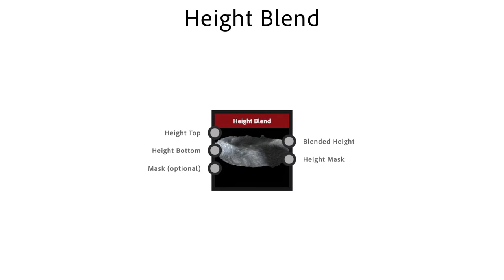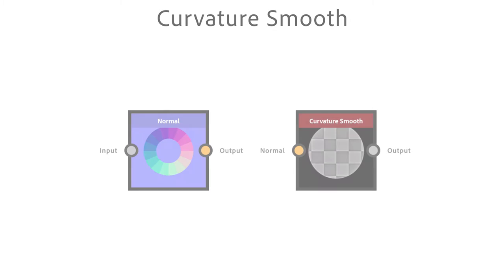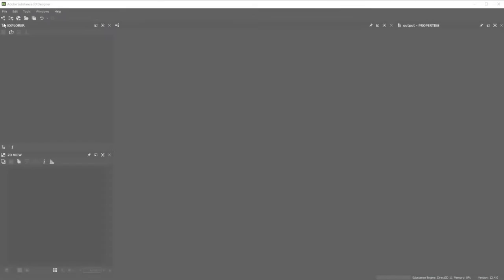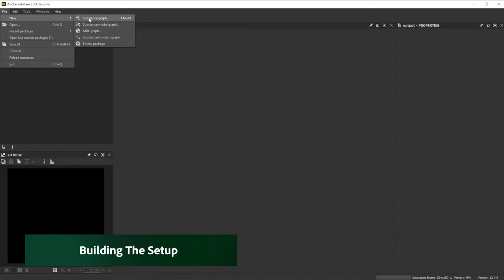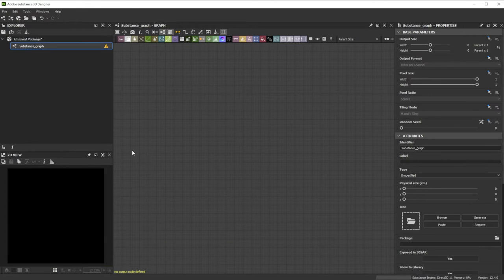The height blend node combines two height maps as if they are 3D planes and also returns a black and white mask for the blend. Height offset is used to offset height maps by moving the blend level along the height axis. The curvature smooth node converts a normal map to white tints for convex areas and black tints for concave parts. Let's build this basic snowdrift setup together. You can then use it as starting point for more complex ones.